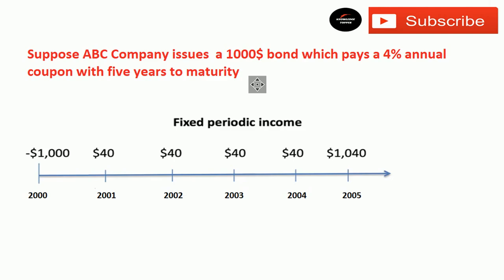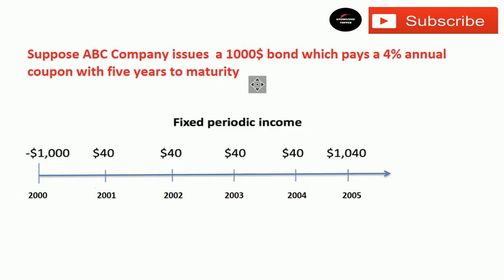So if we combine, we receive $40 per year, and for 5 years, from an investment of $1,000 that we made in year 2000 by purchasing the bond of ABC Motor, we get a return of 40 multiplied by 5 equals $200. So this is the easy example that I prepared to help you understand bonds.